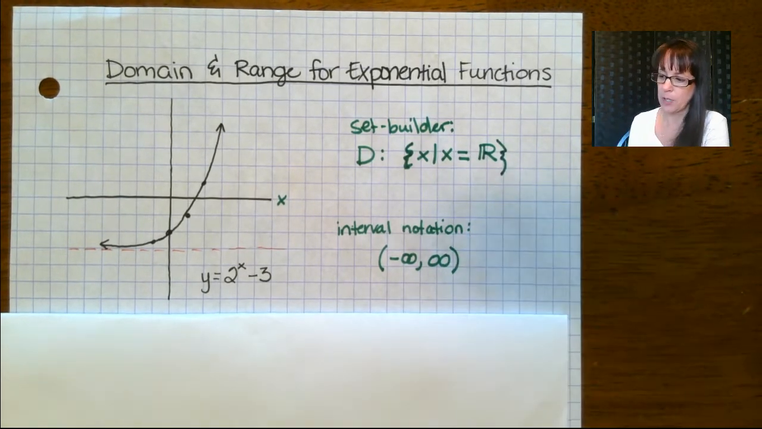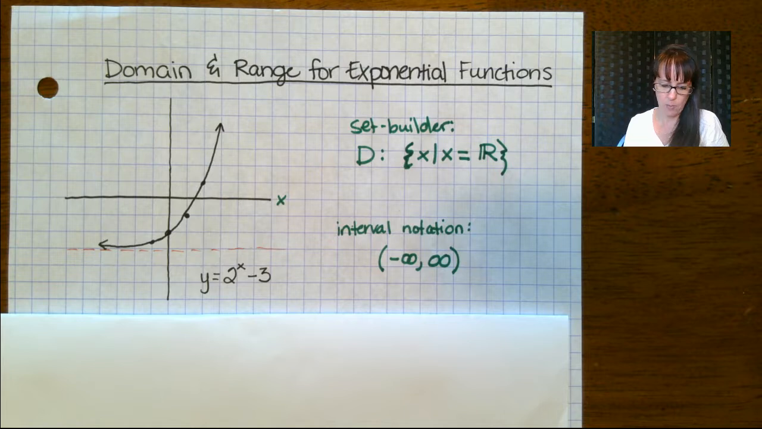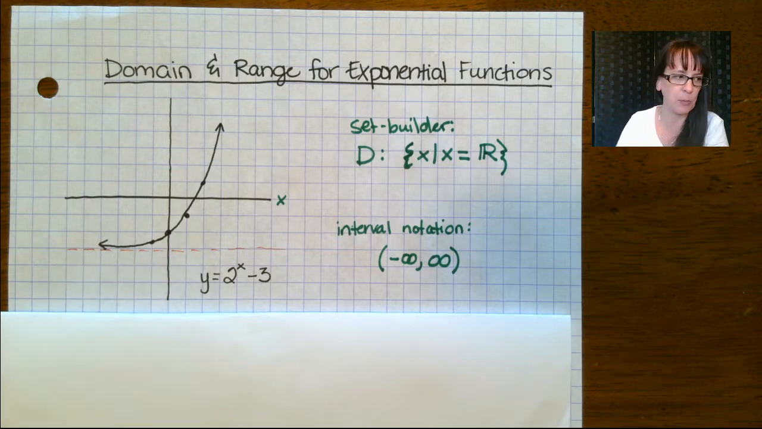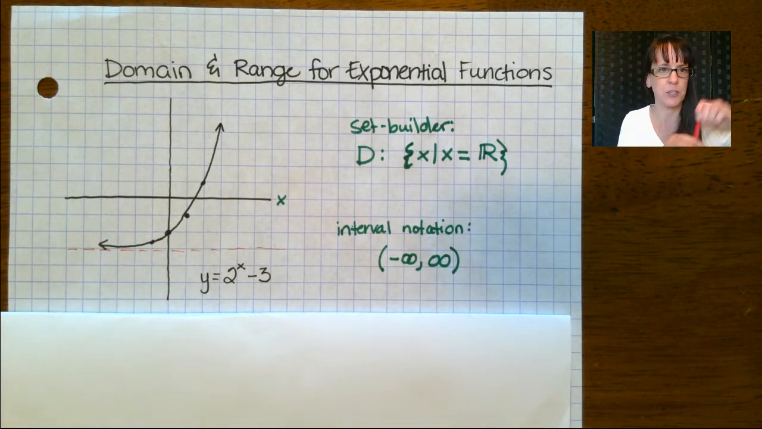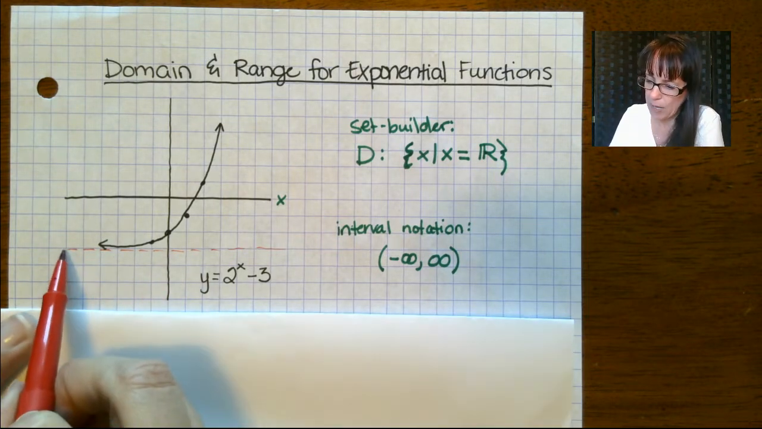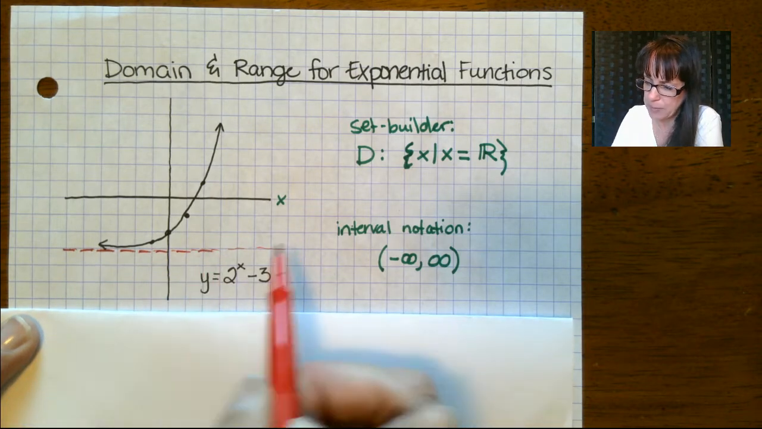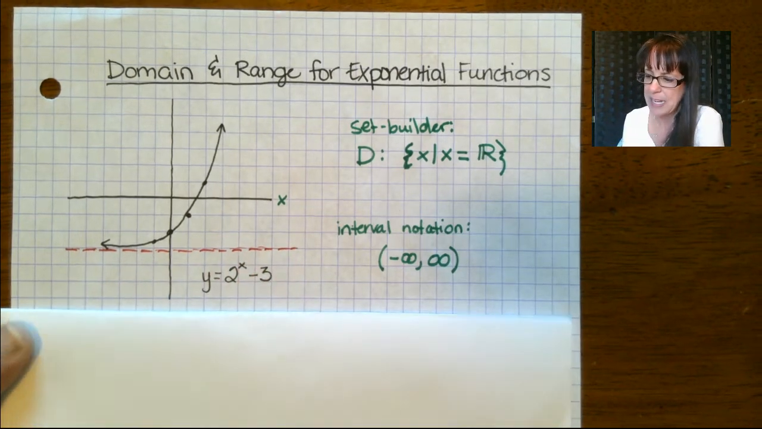Okay, what about for range? So now we've got to talk about range. Range is our y. And as I mentioned, this guy right here is going to be pretty important. Let me draw that line a little thicker so you can see it. You'll see that the graph gets really close to -3, but it doesn't actually cross that.